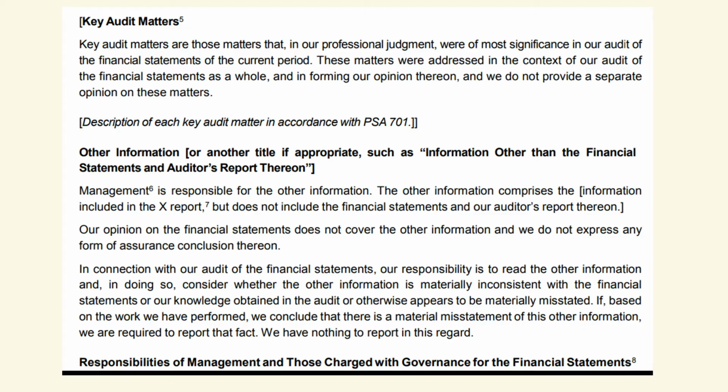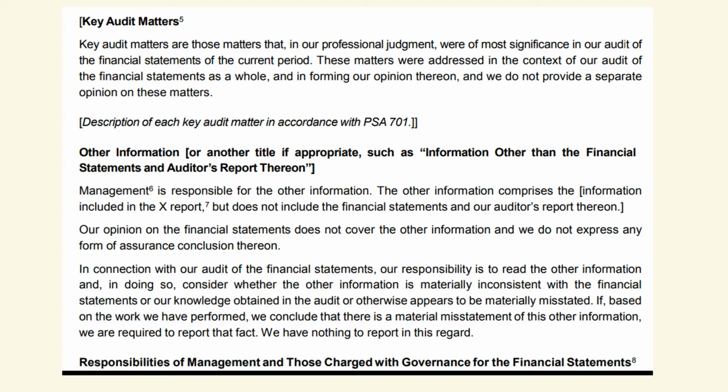We didn't examine it. In connection with our audit of the financial statements, our responsibility is to read the other information and, in doing so, consider whether the other information is materially inconsistent with the financial statements or our knowledge obtained in the audit, or otherwise appears to be materially misstated. If, based on the work we have performed, we conclude that there is a material misstatement of this other information, we are required to report that fact. We have nothing to report in this regard.